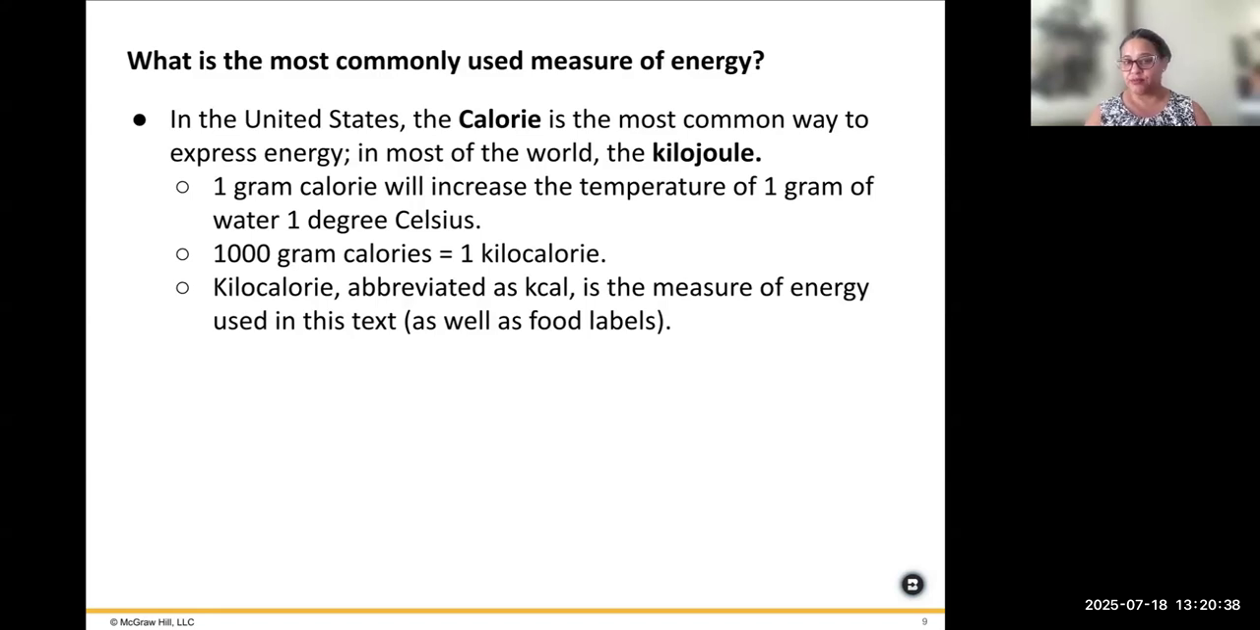A kilocalorie, abbreviated as kcal, is the measure of energy that is used in this text, as well as all of your food labels. When it says calorie and there's 280 calories, that actually means kilocalories, but we shorten it to calorie for some reason.